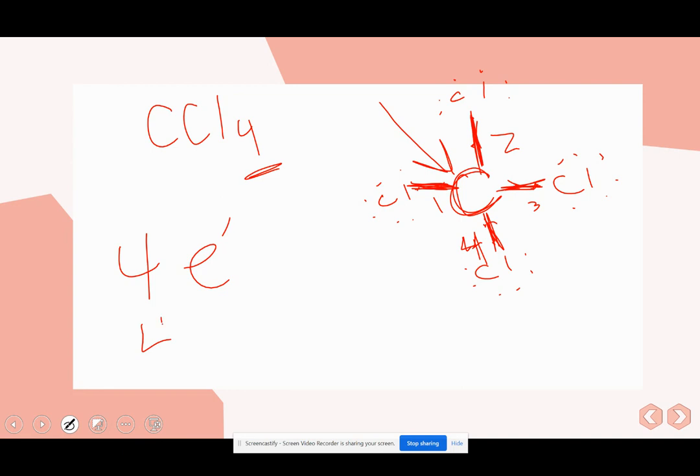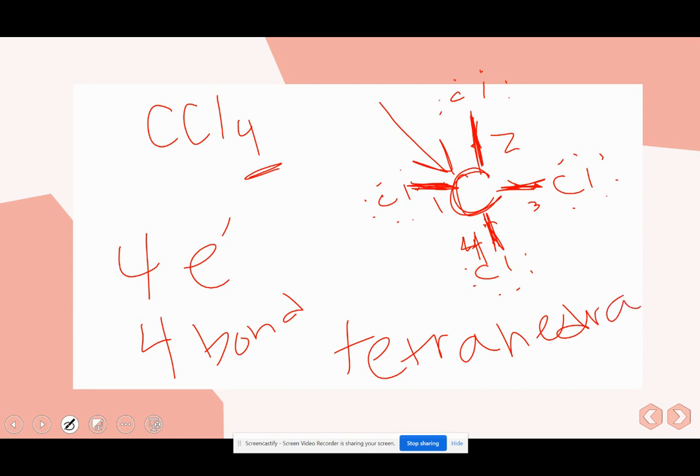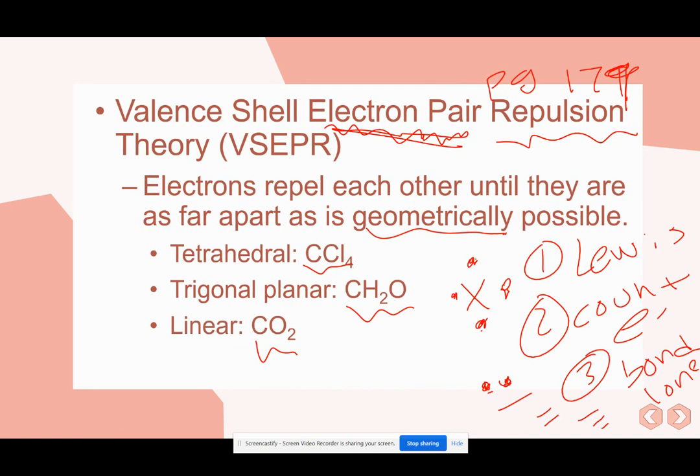So if I have 4 areas of electron and all 4 are bonded, this is probably one of the easier ones to recognize. This is called tetrahedral. And if you remember, that prefix tetra is 4. So it kind of almost starts to look like a cross. That's an easy one to see. Okay. The next one they give you is trigonal planar.